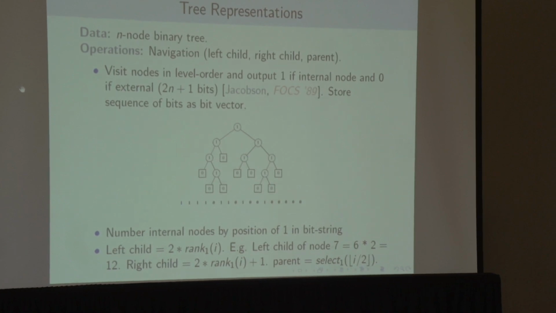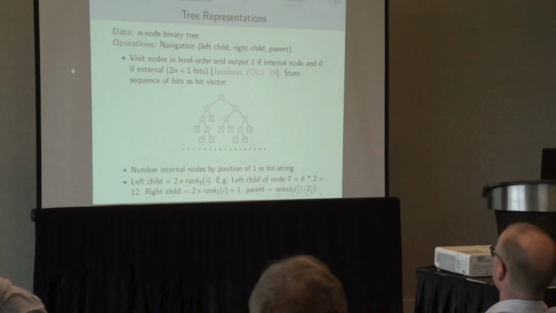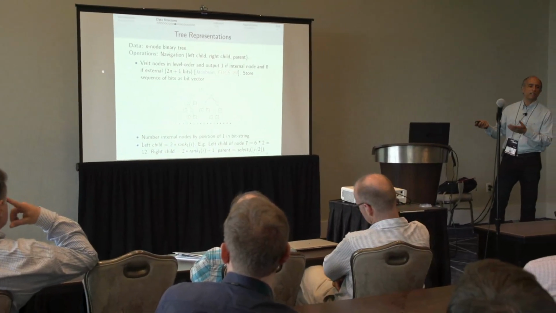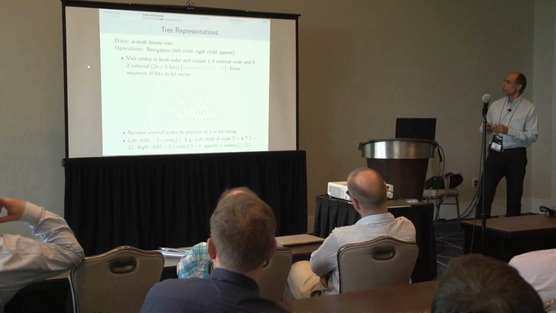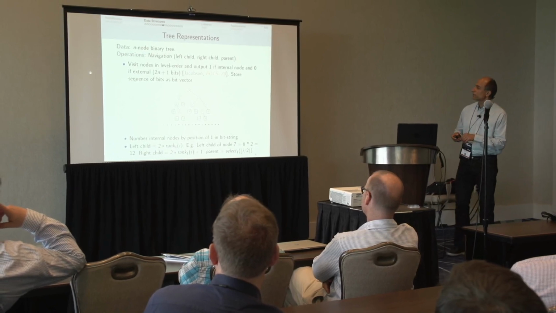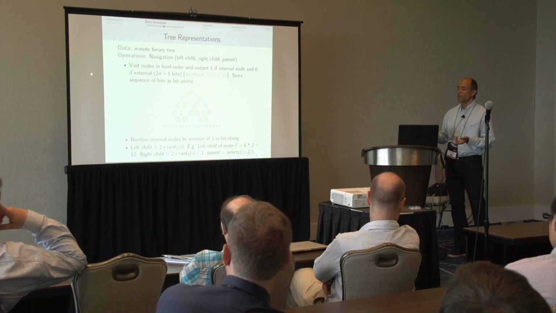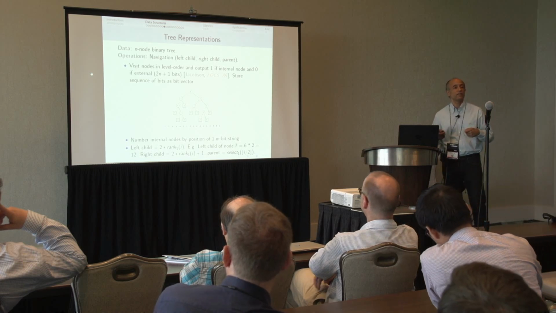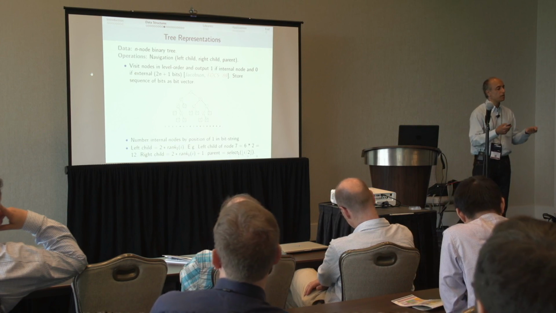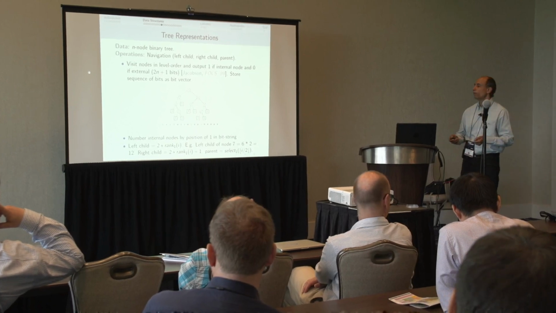Okay, so next is an n-node binary tree, and I think, if I'm not mistaken, this was actually used in the SURF paper yesterday. I made this slide before, of course. So like I said, the information theoretic lower bound is basically 2n bits. How do you encode a binary tree in 2n bits and still do navigation operations? That's the main point. Not just encode, but you should be able to navigate, going from a node to its left child, to its right child, to its parent.